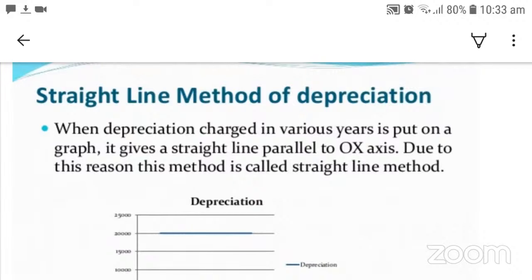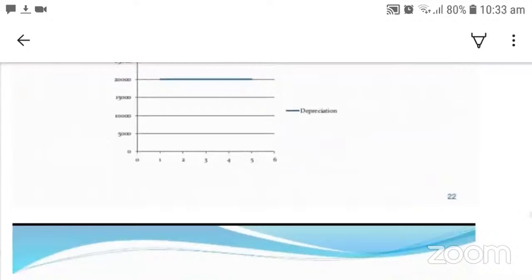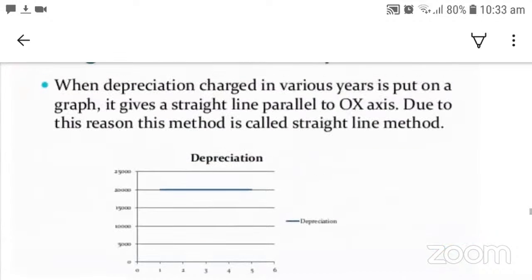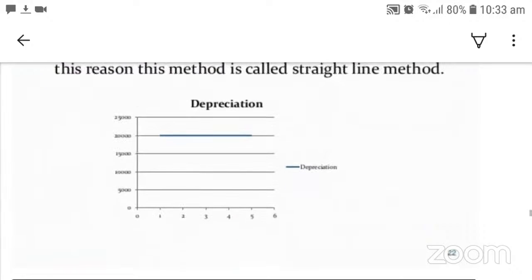We will be providing the depreciation every year in equal amounts. That same equal amount we will provide every year. So it is called the straight line method. If we show it in the graph, we can say it is the straight line method.